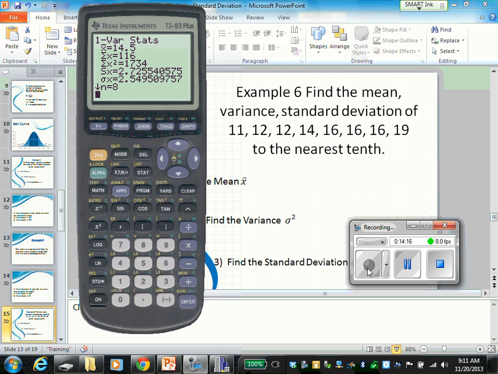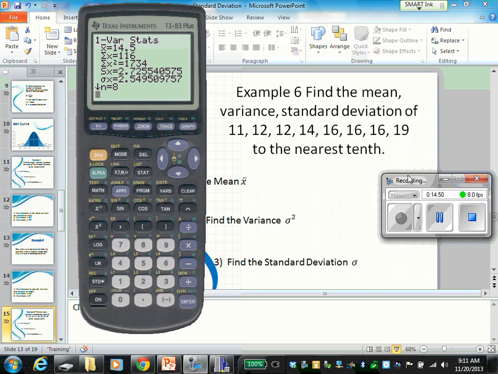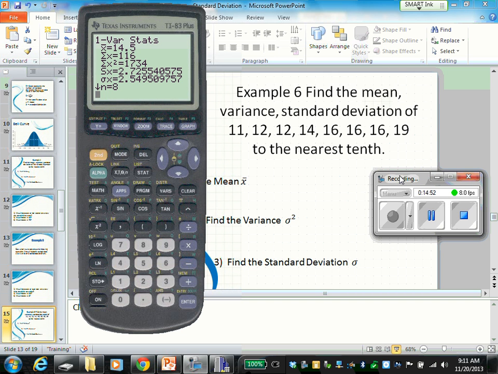Now, what do you recognize about some of these things? Do we recognize any of those symbols? The first one is an X bar. Do we know what X bar means? Mean. Remember yesterday I told you mu was mean, but X bar was mean as well? Well, in our calculator, they use X bar. So we know the mean is 14.5. We can go ahead and write that, 14.5. That's your mean.